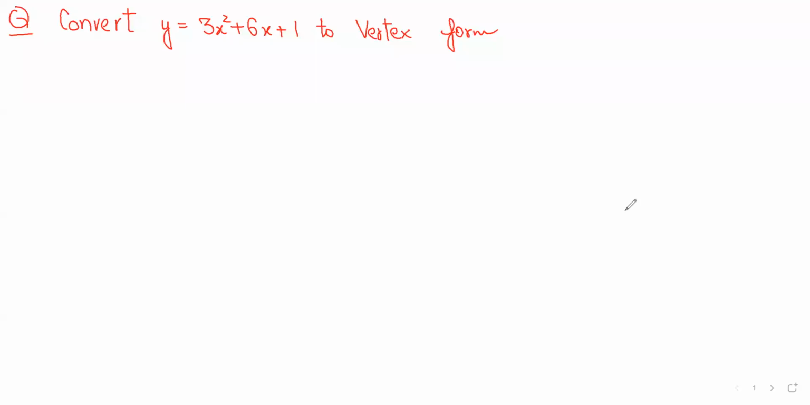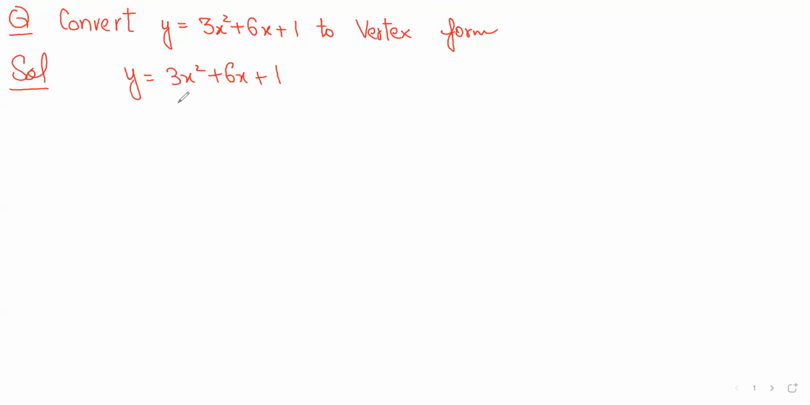These are some questions which are very relatable to the review questions. So my first question says that I have to convert the equation, which is 3x squared plus 6x plus 1, into vertex form. So how to solve this one? I'm going to write the equation again, 3x squared plus 6x plus 1. Now, in order to write it in vertex form, I can find the vertex very easily.